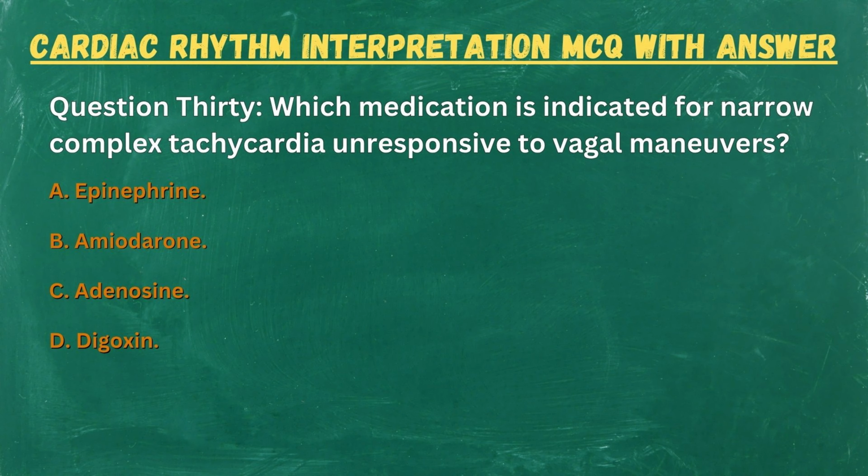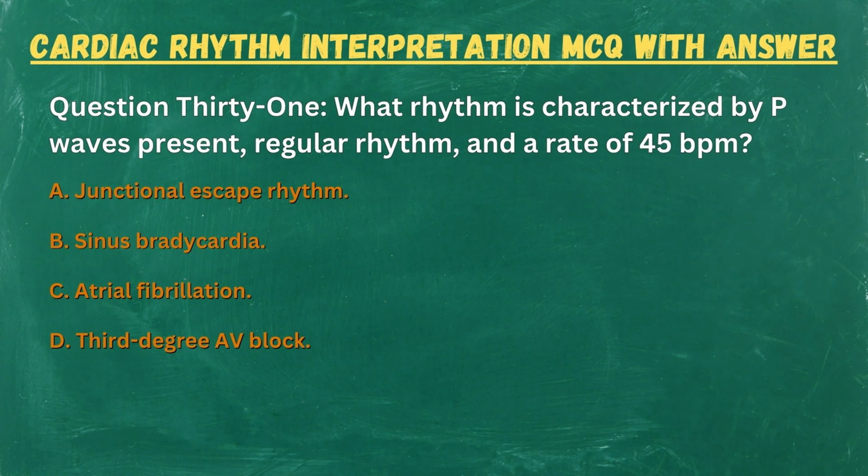Question 30. Which medication is indicated for narrow complex tachycardia unresponsive to vagal maneuvers? A. Epinephrine. B. Amiodarone. C. Adenosine. D. Digoxin. Answer: C. Adenosine.